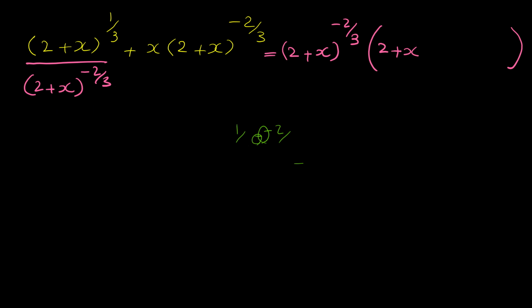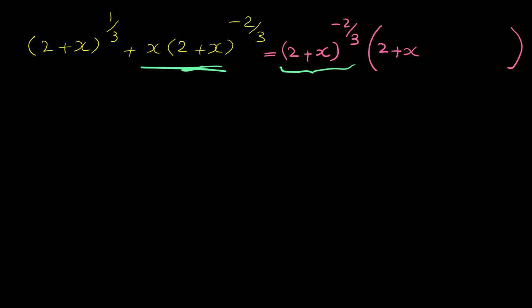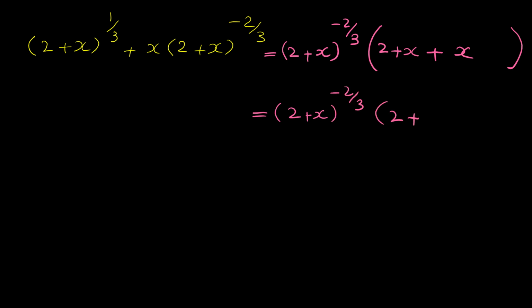What about the other part? When we factor this term from this, it completely cancels and we are left with only x. So from the other term we have only x, so we have to write plus x here. And if you want, you can simplify the expression in the second bracket. So this equals 2 plus x to the power of negative 2 thirds times 2 plus 2x. And this is the factored form of this expression.